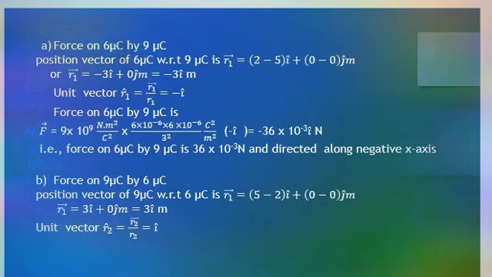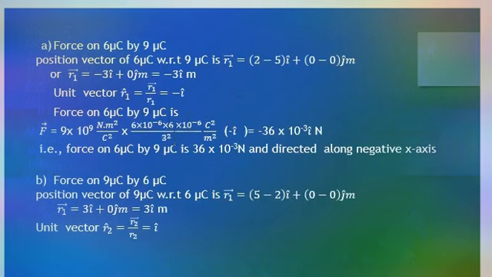Now the position vector of 6 microcoulomb with respect to 9 microcoulomb means we should subtract the coordinates of 9 microcoulomb from the coordinates of 6 microcoulomb. Coordinates of 6 microcoulomb are 2 meter, 0, and 9 microcoulomb is 5 meter, 0. So if you subtract, R1 is equal to minus 3 i meter, and the unit vector as per the definition is R1 vector by R1 magnitude, so minus i.